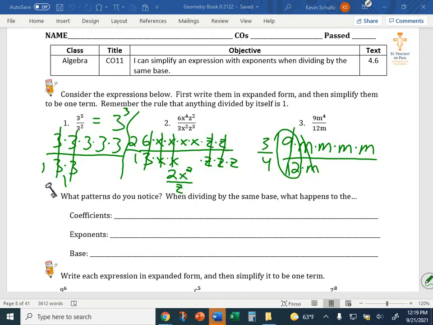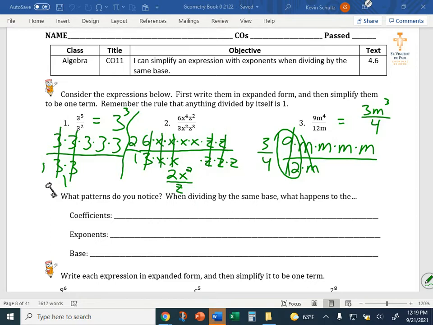Okay, so then what we're left with, in our numerator, we have that 3, and then m cubed, we have 3 m's left. In our denominator, our m is gone. It canceled out, but we do have that 4. So we get 3m cubed over 4.